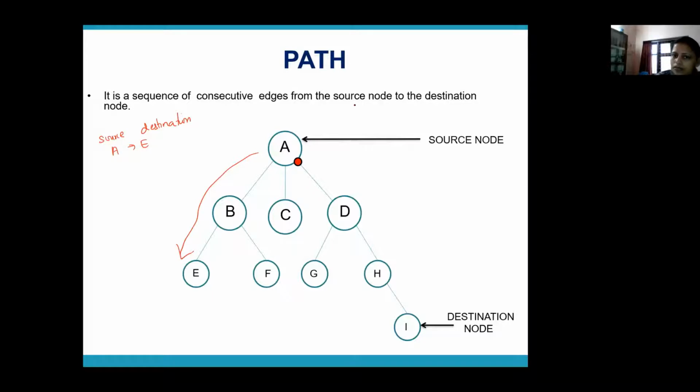So the sequence of edges from the source node to the destination node is what is called a path. That means my path from A to E consists of this edge and this edge. Now say I want to travel from A to I. Which is the path from A to I? These sequence of edges from A to I are part of the path from A to I. So path means nothing but a sequence of consecutive edges from the source node to the destination node. That is the path from A to I.